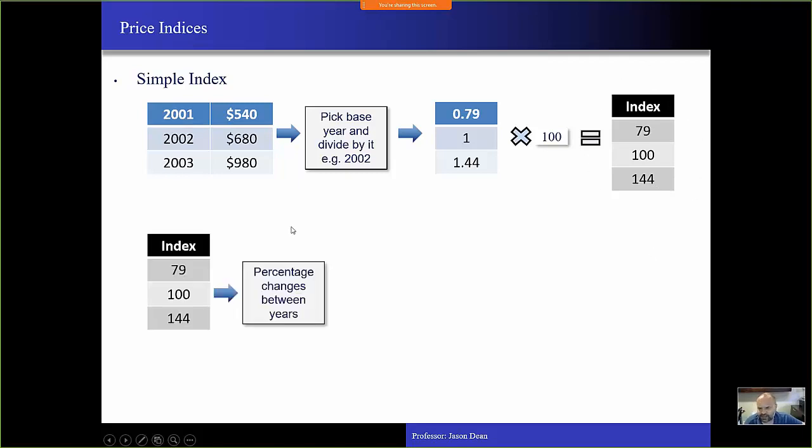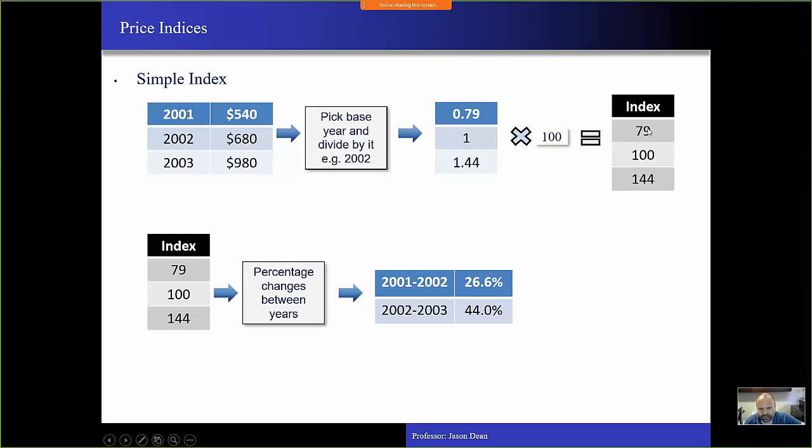Now, just to make sure you recognize this, if I were to look at the percentage change between these numbers and the percentage change between these numbers, they're going to be the same. Between 2001 and 2002, sales increased by 26.6%. And between 2002 and 2003, sales went up by 44%. Since this here is 100, we can clearly see the 44%.